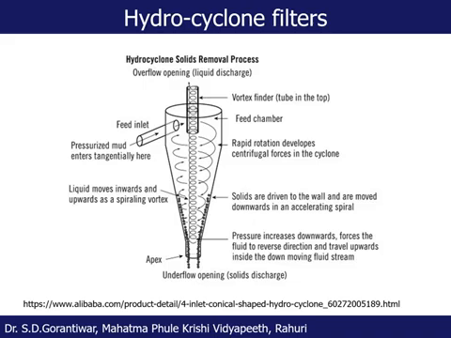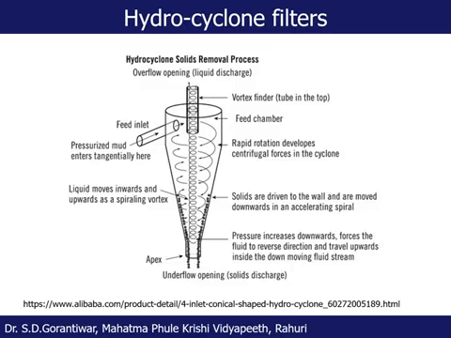Now you see this is the inlet. In this case, pressurized muddy water enters tangentially here. Through this inlet, the water with the impurities, that is sand, will enter. This is the chamber, of a typical shape to create the centrifugal action. Then rapid rotation develops centrifugal force in the cyclone, because water is moving with pressure.